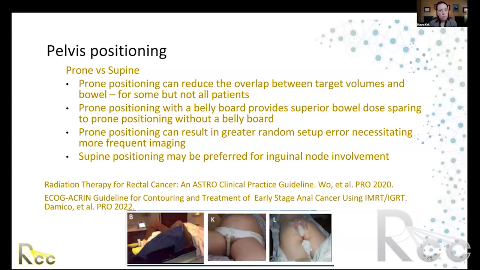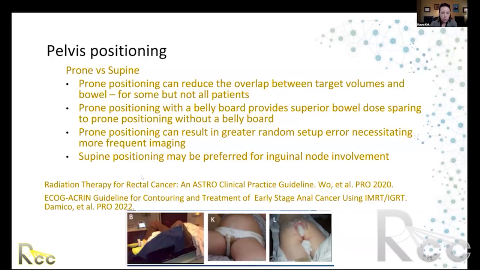One caution is that prone positioning can result in greater setup error, necessitating more frequent imaging or daily cone beam CT. And then for patients where you're treating the inguinal nodes, you can have generally more reproducible setup and easier treatment planning if the patient is supine. But these are really good resources that go into detail about the benefits and cautions of these setup positions.